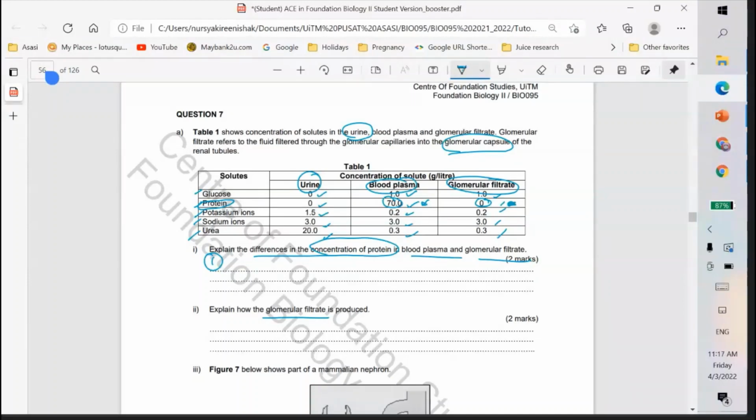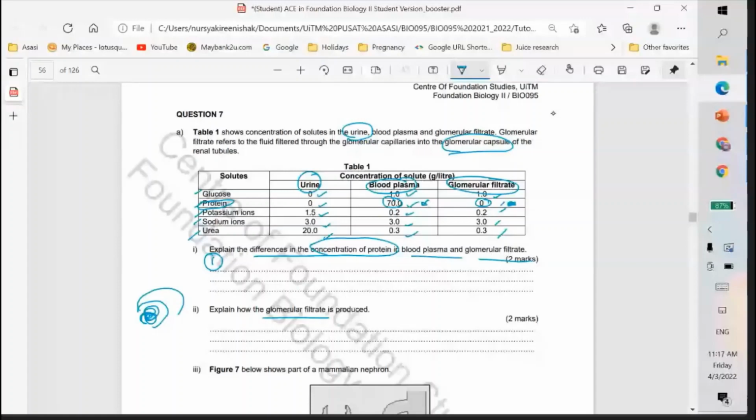So basically, you have glomerulus. Surrounding the glomerulus, you have the Bowman capsule. Glomerulus is blood capillaries. So the blood capillary of glomerulus will receive blood from the afferent arteriole and out into the efferent arteriole. Okay. So explain how the glomerular filtrate is produced through the process of ultrafiltration. 1 mark. Okay. Second, kenapa boleh jadinya ultrafiltration? Due to the presence of high blood pressure or high hydrostatic pressure in the glomerulus.